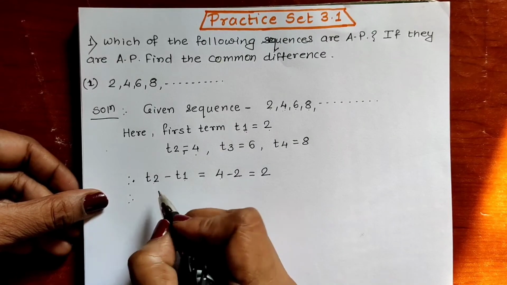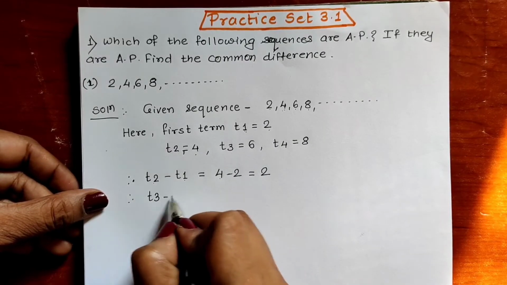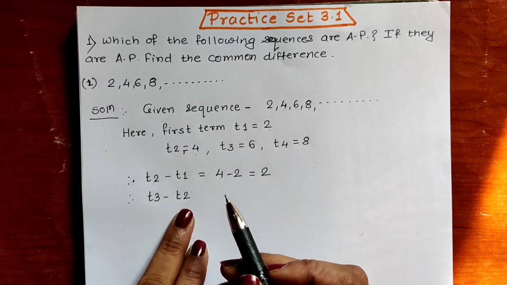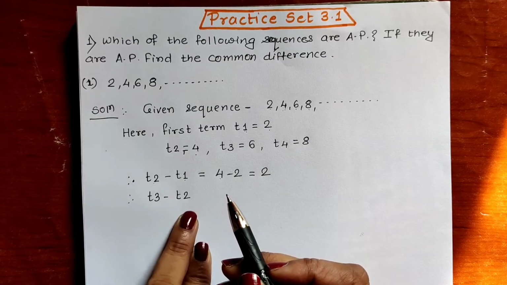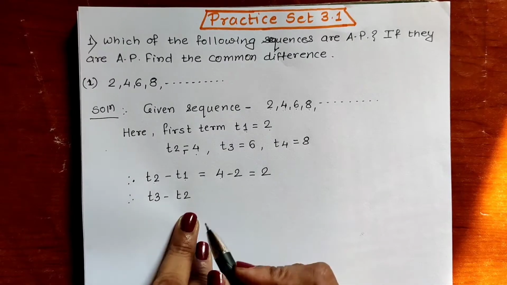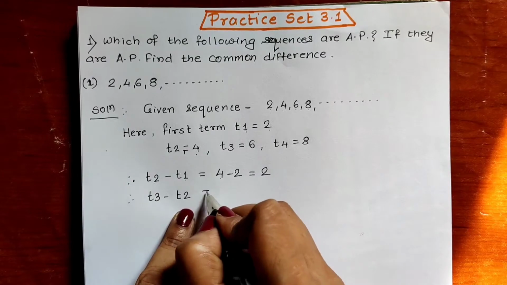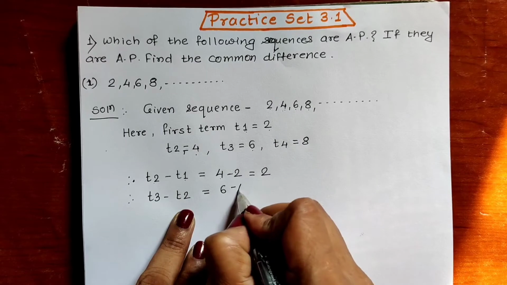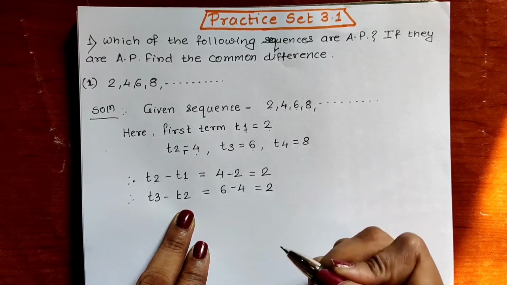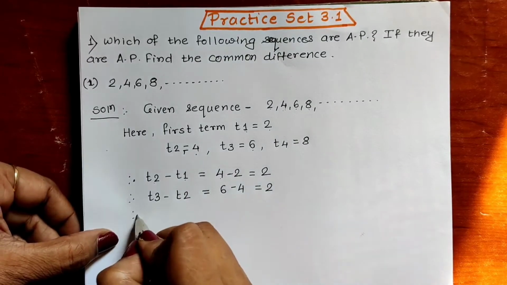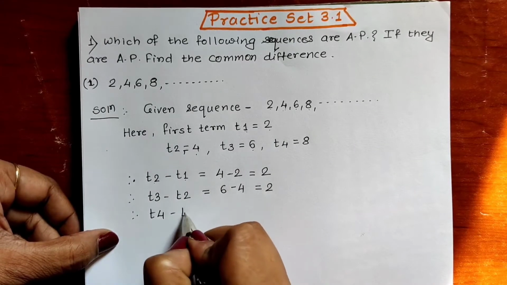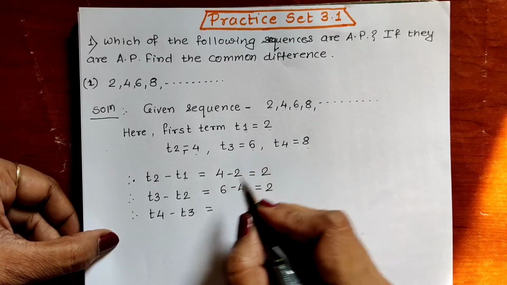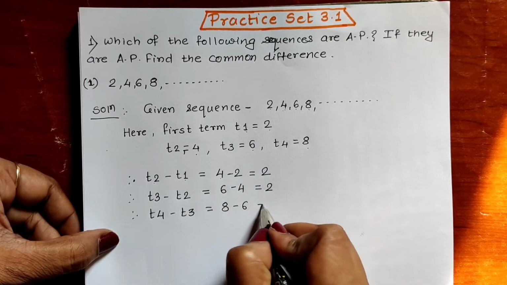Similarly, we will subtract T3 minus T2. Means third term minus second term. So next term minus previous term. In this way we will have to solve. So T3 minus T2. What is the third term? 6. What is the second term? 4. 6 minus 4, answer is again 2. Then fourth term minus third term also we will do. Fourth term is 8. Third term is 6. So 8 minus 6, again answer is 2.